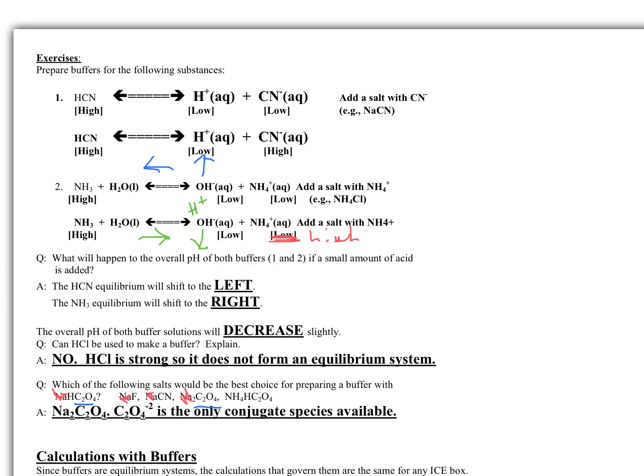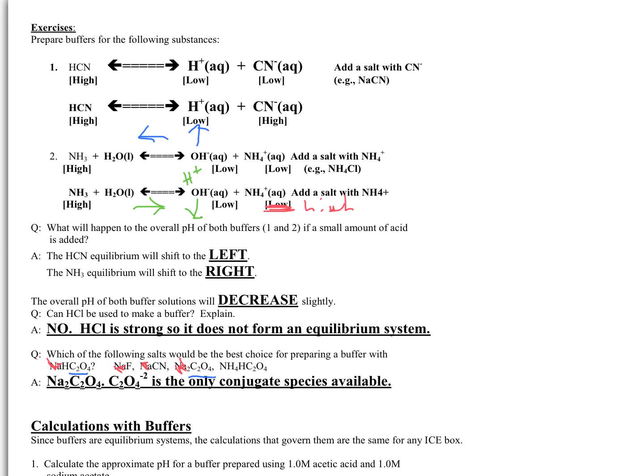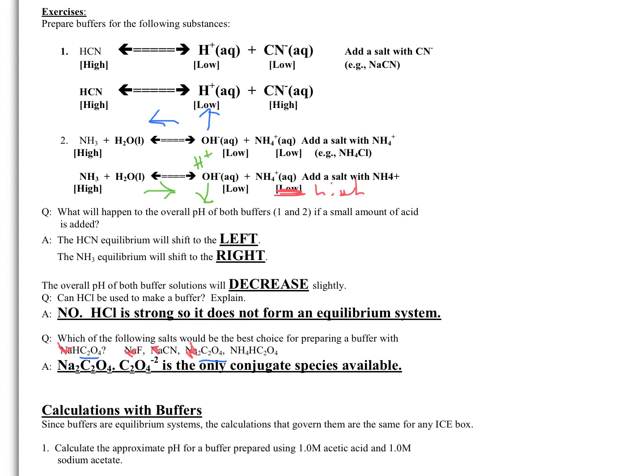Now for some calculations with buffers. Since buffers are equilibrium systems, the calculations that govern them are the same as any other equilibrium problem. We use an ICE box. First, calculate the approximate pH for a buffer prepared using 1 molar acetic acid and 1 molar sodium acetate.